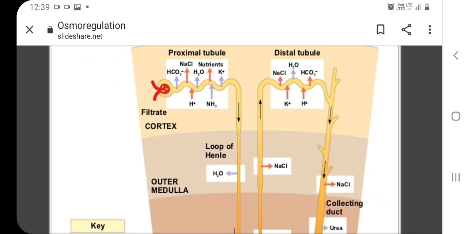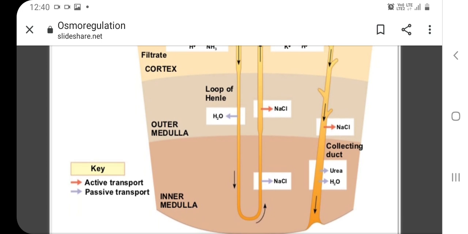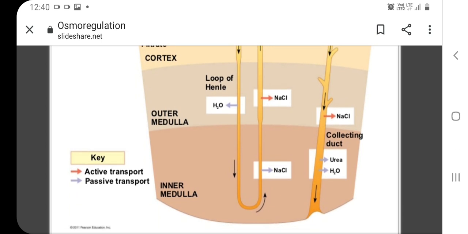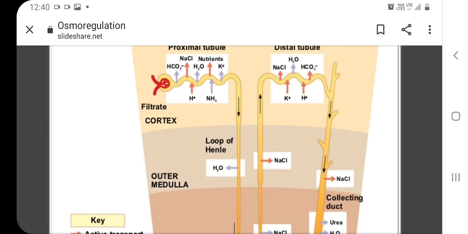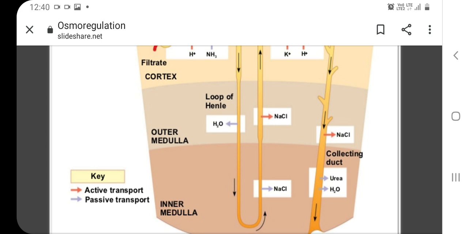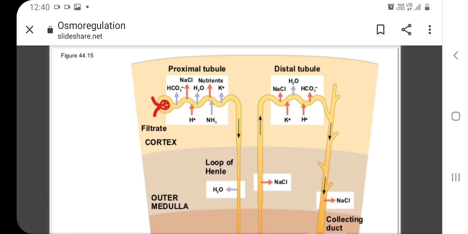Then it passes down to the loop of Henle, where again absorption of water occurs in the descending filtrate. That is, the water from the filtrate going downward is again reabsorbed into the body. Then the further concentrated filtrate ascends into the ascending limb of the loop of Henle. This region is present in the inner medulla region. As the filtrate ascends, the salts, sodium and chloride, are reabsorbed into the body by both active and passive transport mechanisms. Again, concentrated urine passes further up.